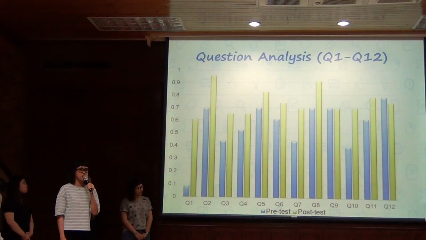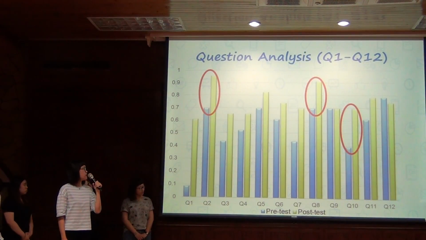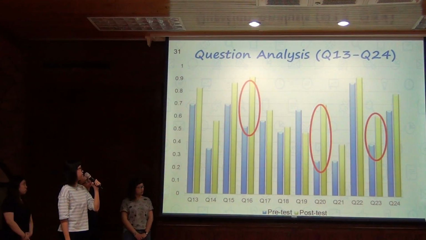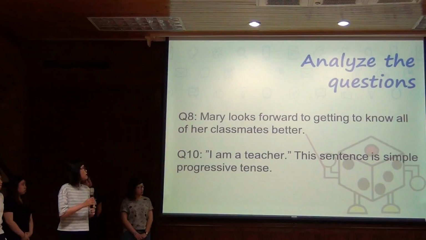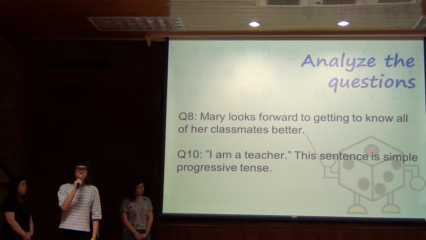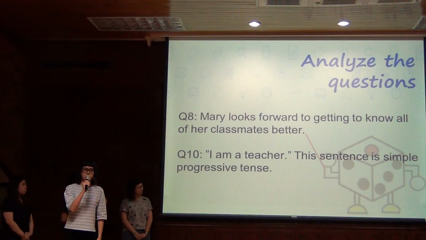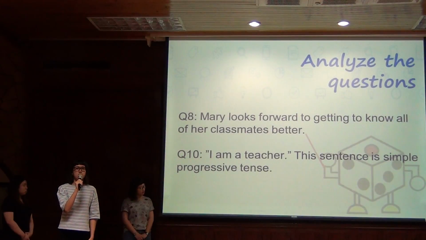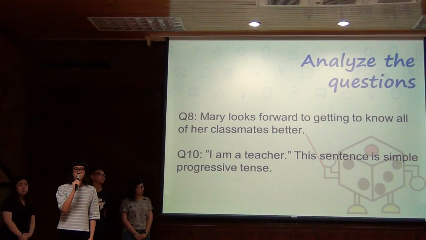Now let's take a look at the individual analysis. The blue one is the pre-test and the green one is the post-test. As you can see, there are several questions where students show significant improvement. For question 8 and question 10, according to students' knowledge background, we can know their grammar is not that good. We teach grammar in class and we can see its obvious improvement.